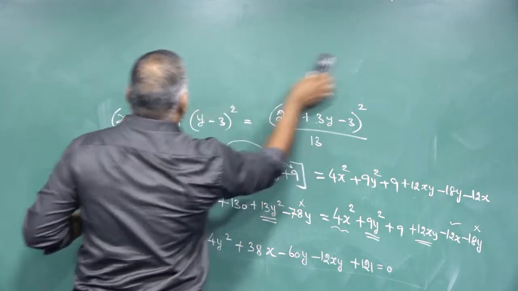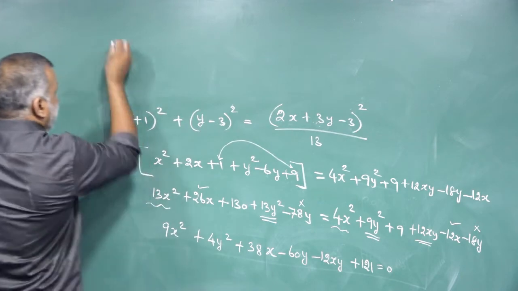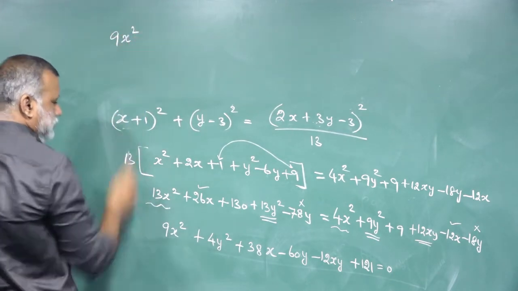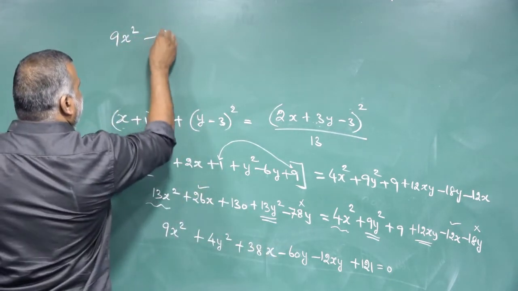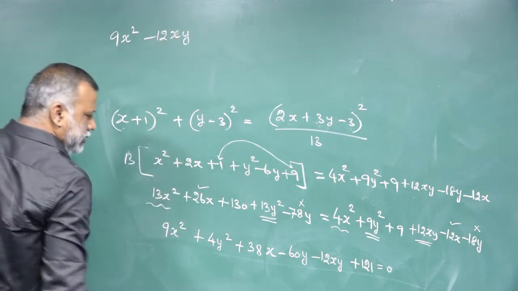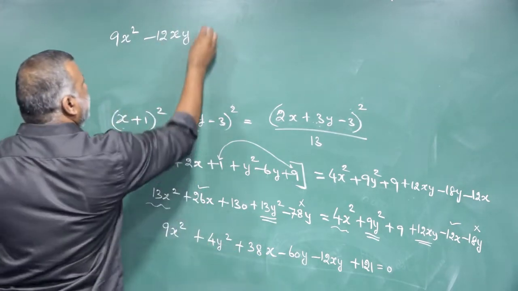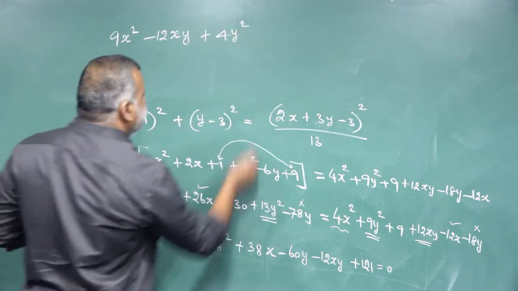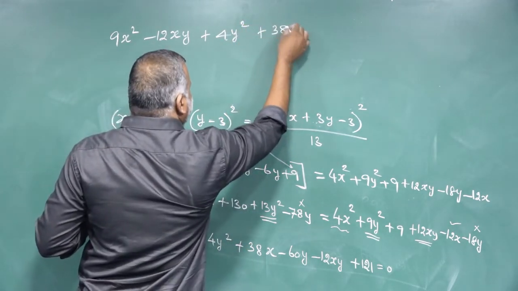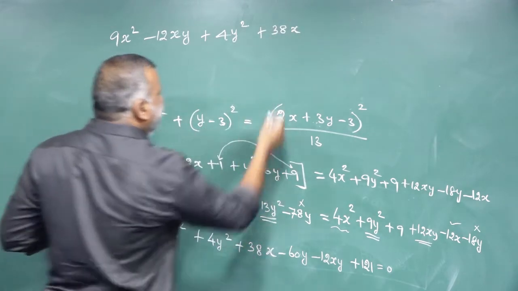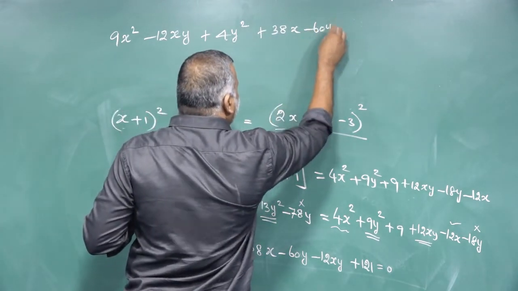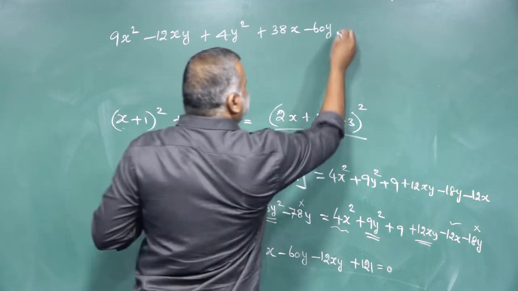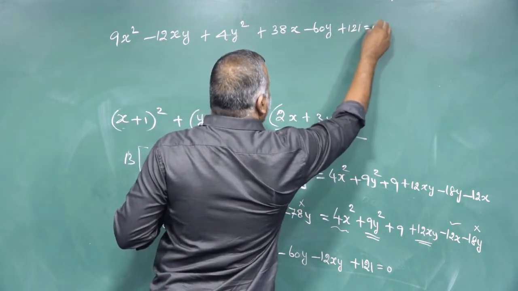See that again, arrange the equation: 9x squared, then xy term minus 12xy, the y squared term plus 4y squared, again the x term 38x, again minus 60y, and again the constant 121 equal to 0.